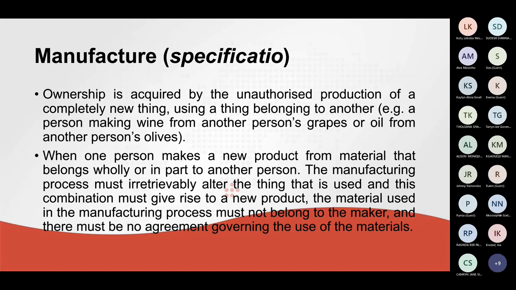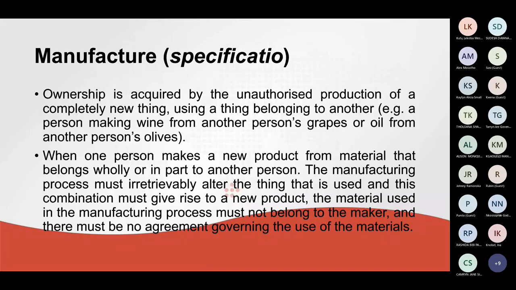Manufacture, also known as specificatio. Now, ownership is acquired by the unauthorized production of a completely new thing using a thing belonging to another. So, for example, a person making wine from another person's grapes or oil from another person's olives. So when a person makes a new product from material that belongs wholly or in part to another person, as in this example, say you make wine from someone else's grapes, and you make oil from someone else's olives, who becomes the owner of the end product?